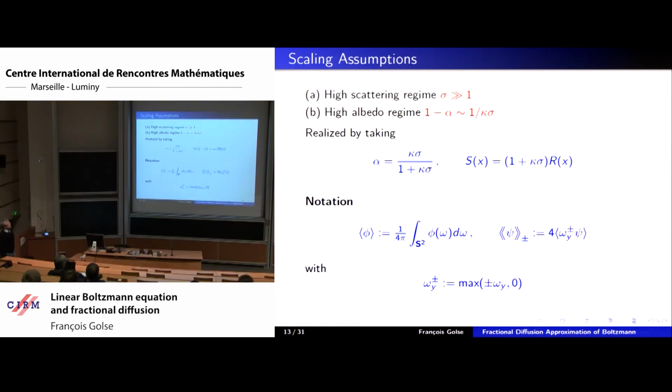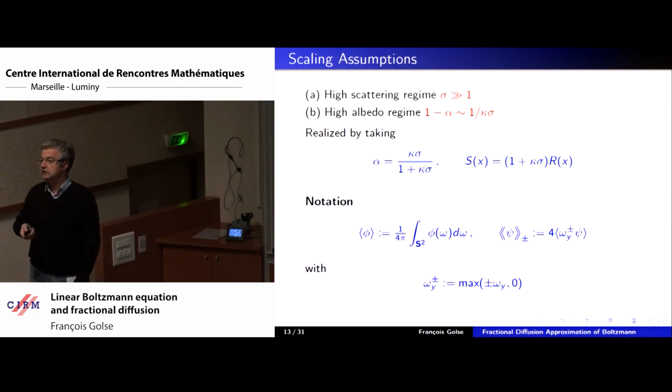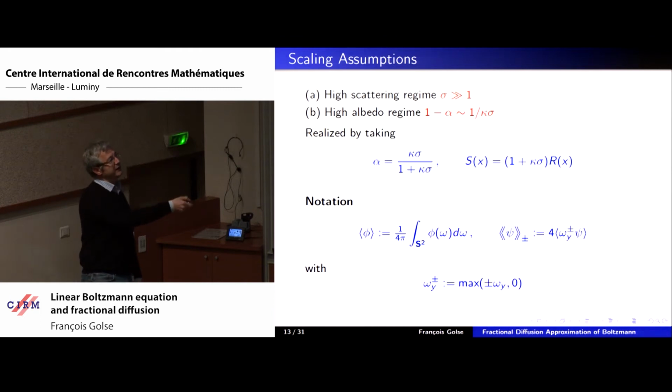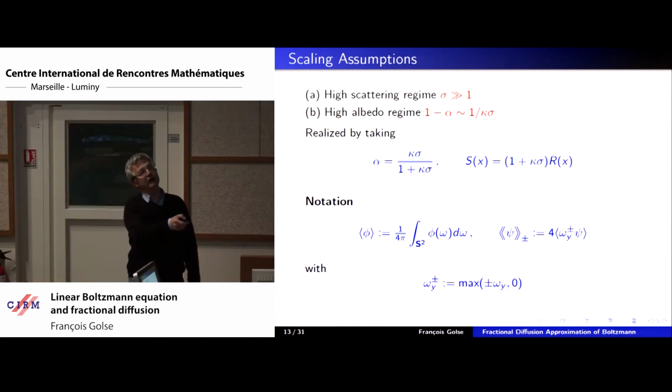And I'm going to have on the boundary a high albedo regime, meaning that alpha is going to be very close to 1. And it's going to be close to 1 in this particular way, right? I'm going to say that 1 minus alpha is going to be equivalent to 1 over kappa sigma, where kappa is some constant. And you can think of 1 over sigma as being epsilon, right? So 1 over sigma is our small parameter, right? And for instance, you can realize this by taking alpha to be kappa sigma over 1 plus kappa sigma, and in which case it's going to be convenient to introduce the source term.